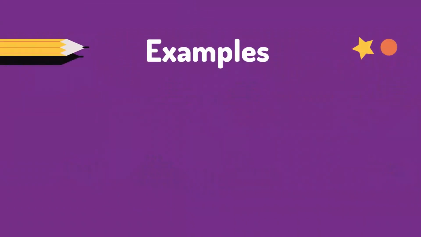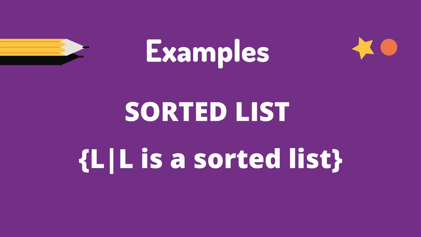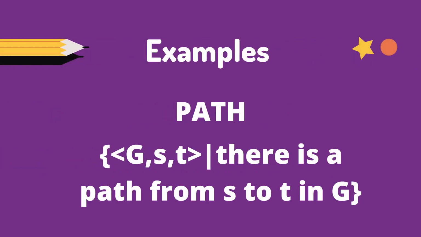So what are some examples of problems in class P? Sorted list is an example. The set of all sorted lists is in P. You've studied several sorting algorithms that can decide this problem in under quadratic time. Another language is path, defined over tuples containing a graph, a source vertex, and a target vertex. You've studied path-finding algorithms such as Dijkstra that can solve this problem in under quadratic time.